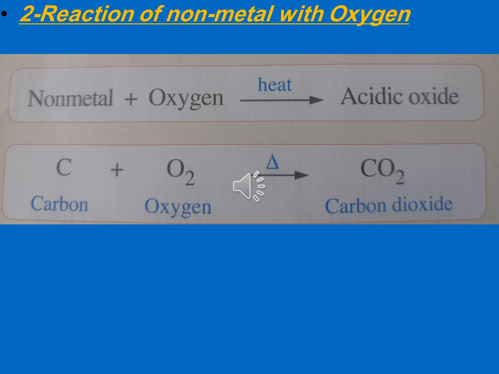Okay, nonmetals like what? Like carbon, which is the coal. If we burn the coal or carbon in air, that means we are reacting carbon, a nonmetal, with oxygen, and here burning means heat. So it will give us carbon dioxide. If we burn the carbon or the coal, it will give us carbon dioxide, which is an acidic oxide.